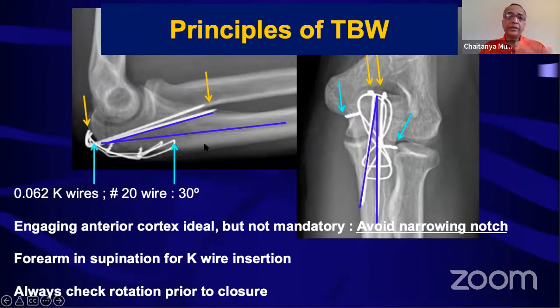Now mind you, engaging the anterior cortex is ideal and it's great to avoid pullout, but it's not mandatory. The key is you really don't want to narrow the notch. You always want to place these wires with the forearm in supination so that you don't inadvertently drill into the bicipital tuberosity, and always check forearm rotation when your fixation is done.